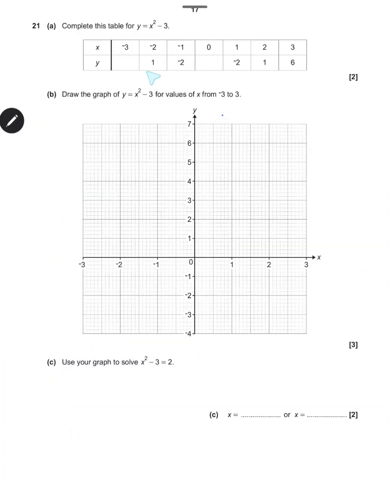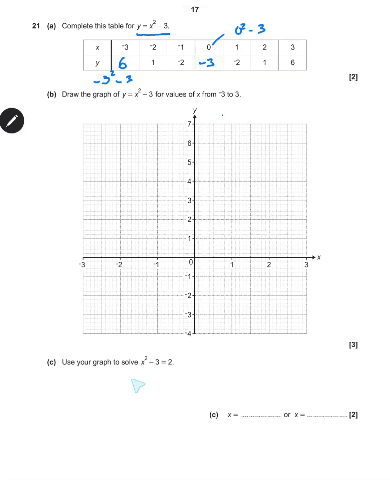Question 21, we're looking to complete the table where y is x squared take 3. So these are our x values. We just need to square them and take away 3. So I'm going to do naught squared take 3. Well, naughts are naught, and then take 3 is minus 3. And then here I'm going to do minus 3 squared take 3. Well, minus 3 times minus 3 is positive 9, and positive 9 take 3 is positive 6.